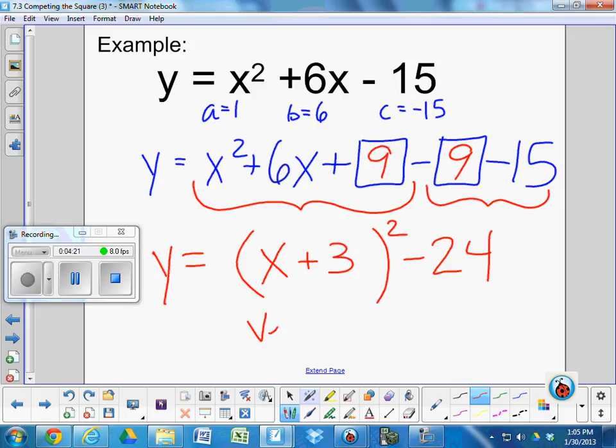So its vertex would be left how many? Left 3. Down 24. We have now completed the square.